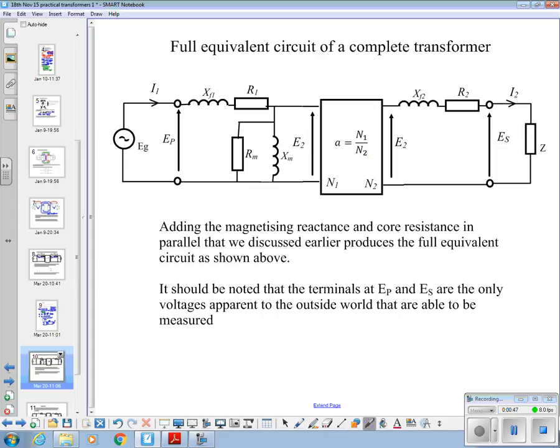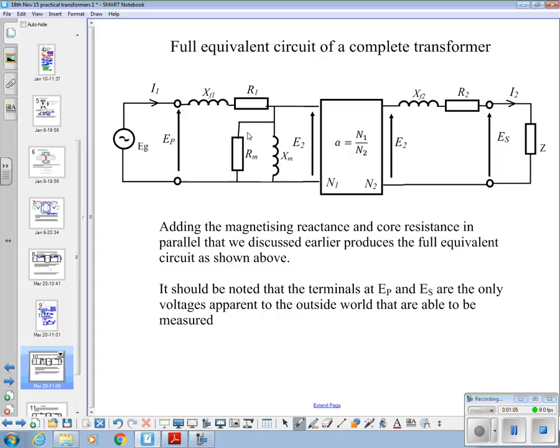Sometimes they call them copper losses. You'll see them called copper losses in textbooks. Okay, so they're the effective resistance of the copper in that winding. So we've got this full equivalent circuit.